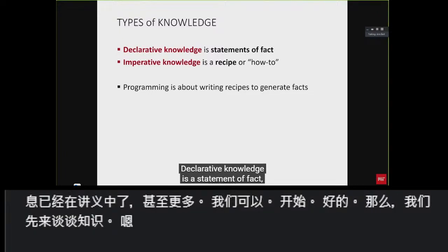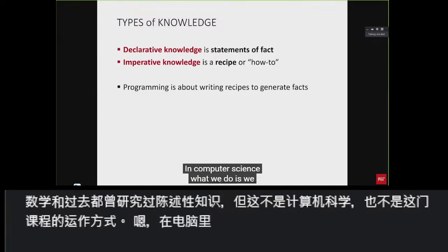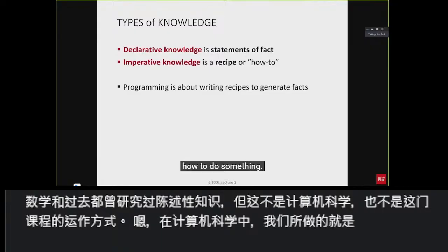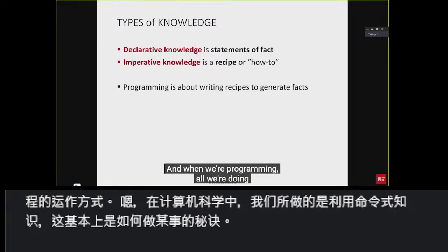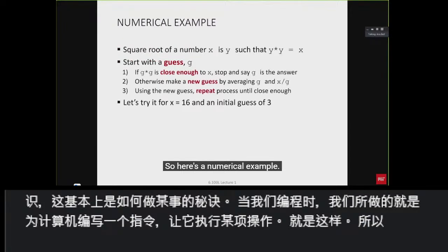Declarative knowledge is a statement of fact, and a lot of us, probably in math in the past, have worked with declarative knowledge, but this is not how computer science, this is not how this class works. In computer science, what we do is we work with imperative knowledge, which is basically a recipe, how to do something. And when we're programming, all we're doing is writing a recipe for the computer to do something. That's it.